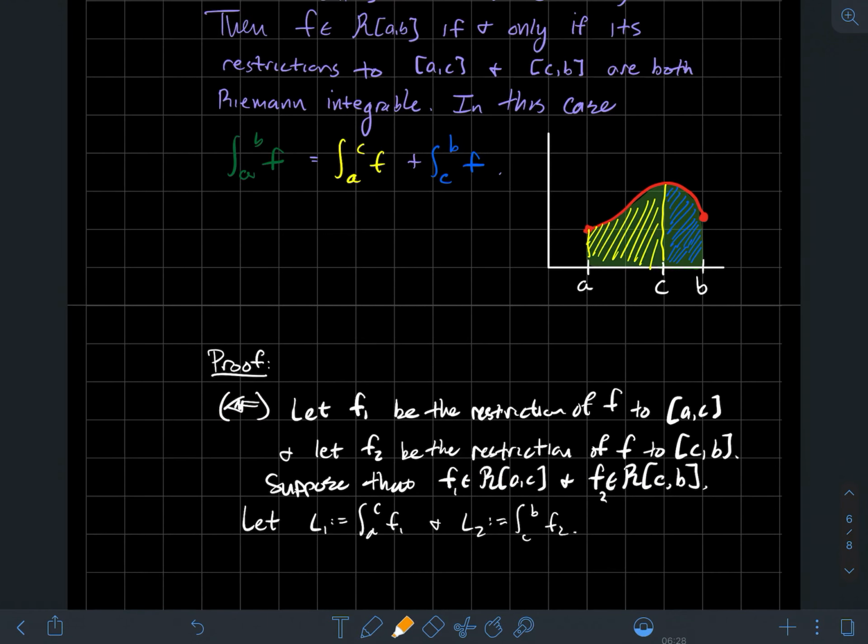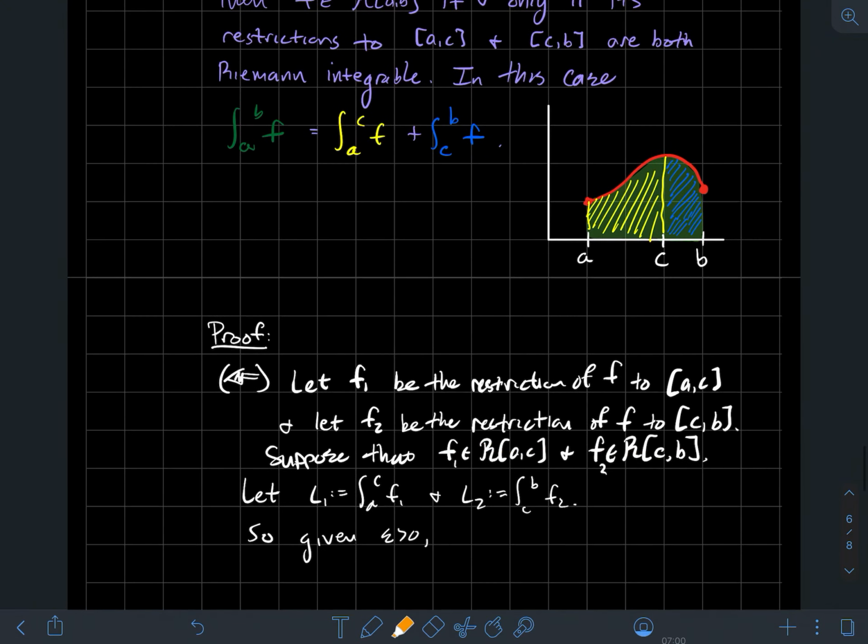To ease some notation, let's call the integral from a to c of f, which is the integral of F1, L1. And let's call L2 the integral of F2 from c to b. By this assumption, the fact that F1 and F2 are Riemann integrable, I can say something about that epsilon definition: how a Riemann sum over any tagged partition of sufficiently small norm should relate to this value L1, and similarly for L2.